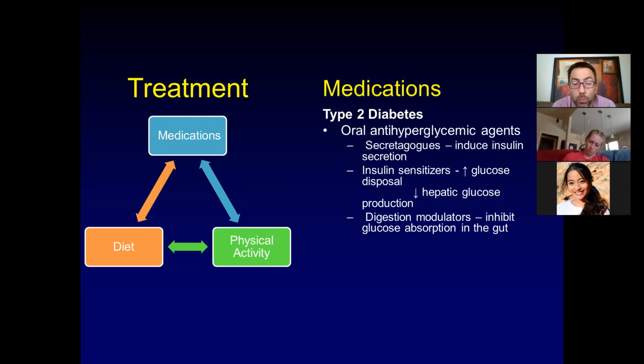We can also give people things that will modulate digestion. What they're doing is attempting to inhibit or reduce glucose absorption in the small intestine. Okay, so you take a pill and then you eat a normal meal, and what happens is you're just going to poop out extra glucose because you're not going to be able to absorb it in the small intestine. Okay, so the problem with those is there may be some side effects from all of that.